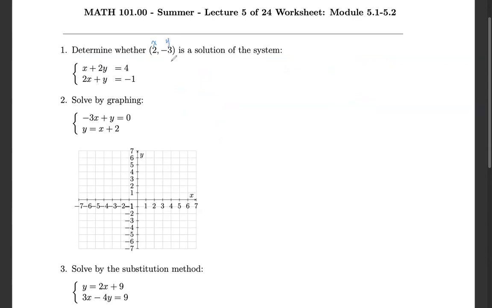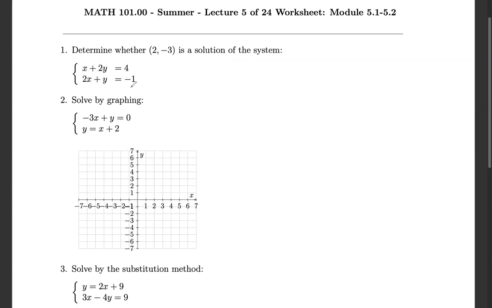Let's check the first equation. So x is 2, plus 2 times negative 3. That is 2 minus 6. That is a negative 4. But on the right-hand side, we have positive 4. So right away, we know that's not a solution of this system. So that's easy. But now I want to show you the elimination method.